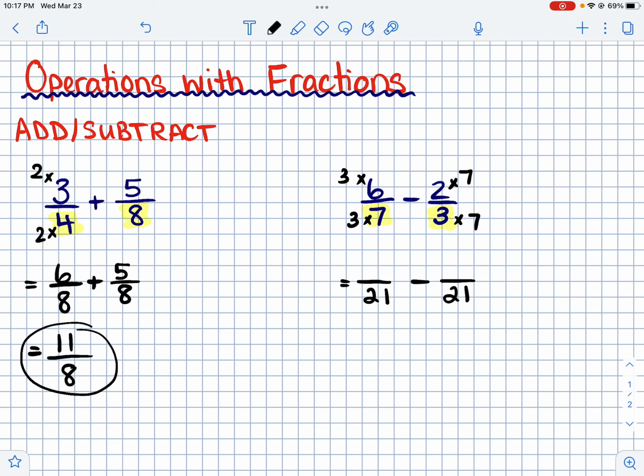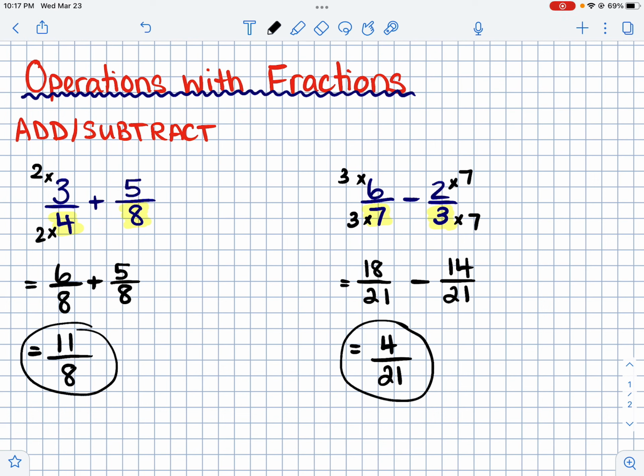And when I multiply the top by 3 over here, I get 18. And when I multiply the top by 7, I get 14. So I just chose something to multiply them both by to make them exactly the same. In this case, I multiplied the denominators by each other's denominator. And now I can just subtract the numerators. So 18 minus 14 would be 4. So my final answer is 4 over 21.